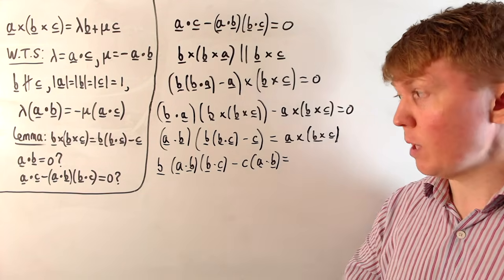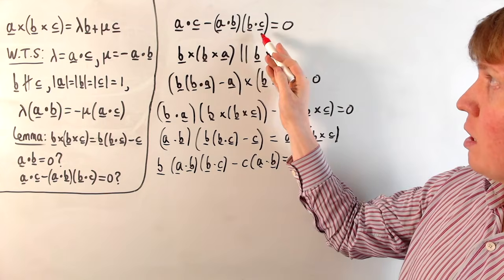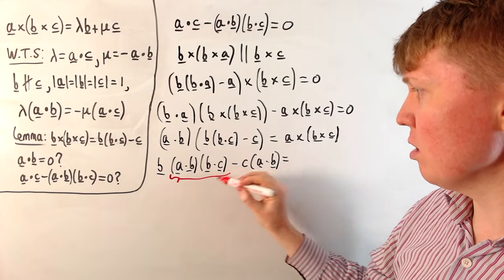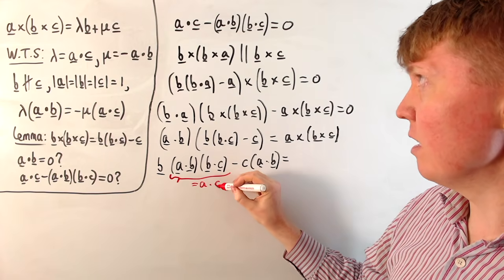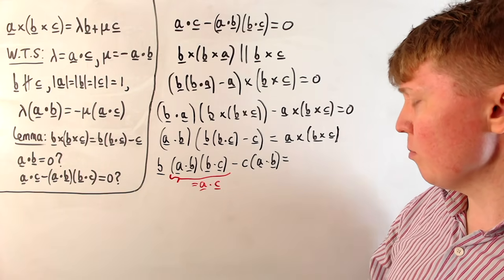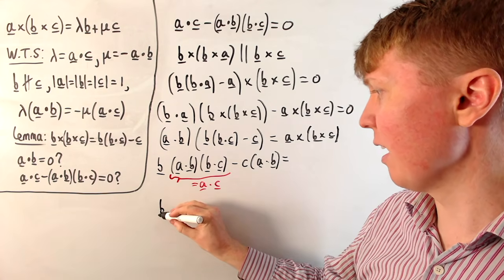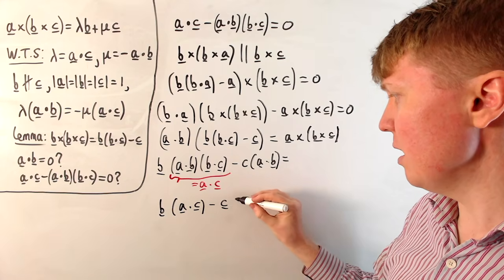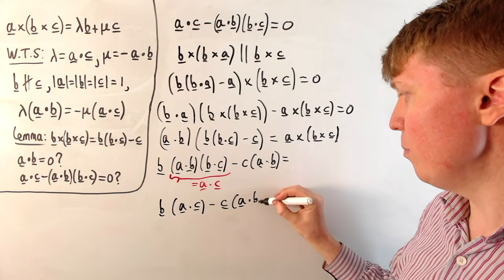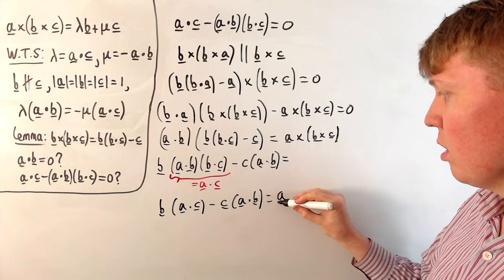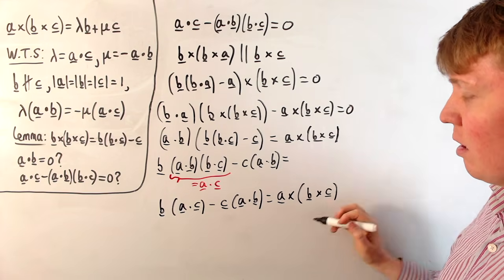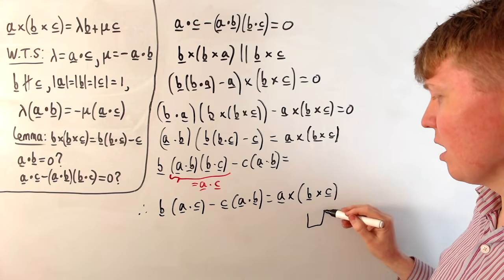But don't forget, we're in this special case where A dot B times B dot C is actually just going to be equal to A dot C. So this term here equals A dot C. And if we were to put this in brackets, we're left with on the left-hand side then B times A dot C minus C times A dot B is indeed equal to the triple product A cross B cross C. And then you can see that we're actually done in this special case.